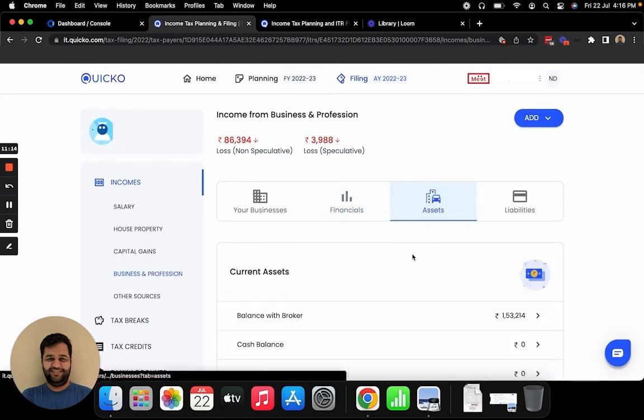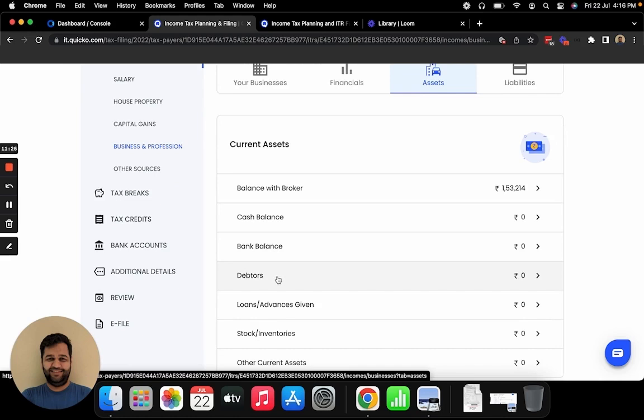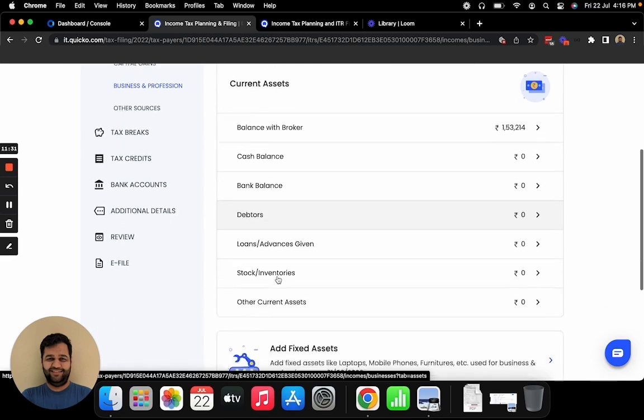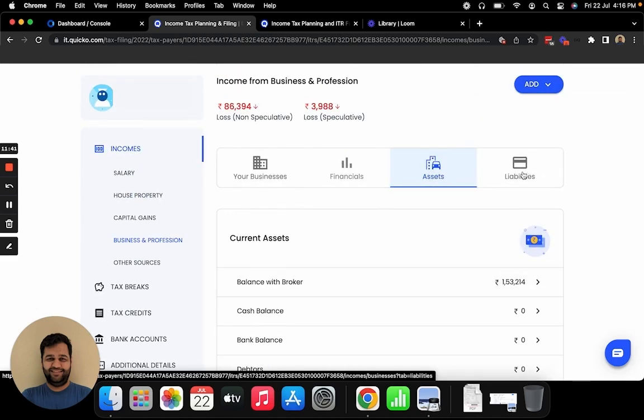So you can simply go to assets. Like you can see here, we have imported balance with broker. But if you have any other balances, right, you have bank balances related to this trading activity. If you've loaned money to someone, you can also add it here. Any kind of stock and inventory, any kind of fixed asset, right? Remember we talked about having a laptop, land or building that you are using for business professional income purposes can also be claimed as your assets here.